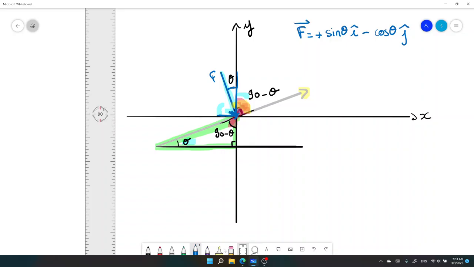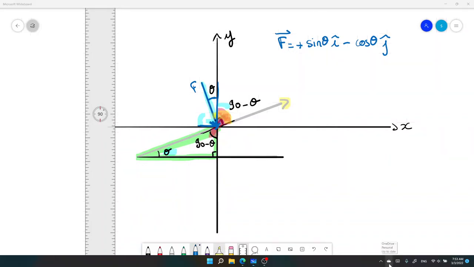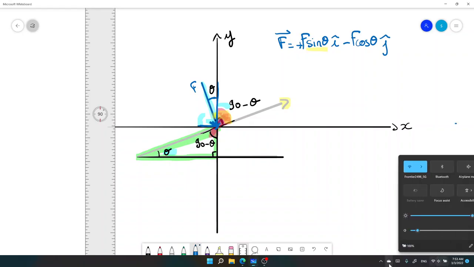So your vector force F, if you want to split it on x and y, will be, and I forgot the magnitude F, the magnitude F sine theta i hat minus the magnitude F cosine theta j hat.